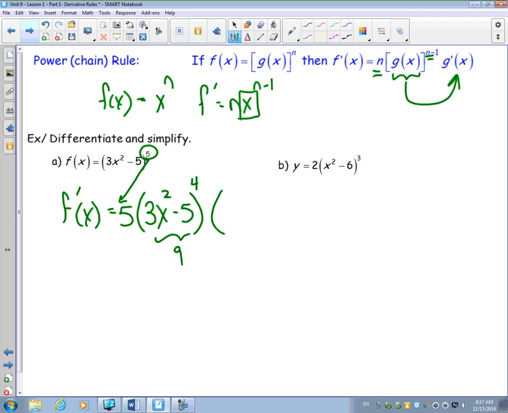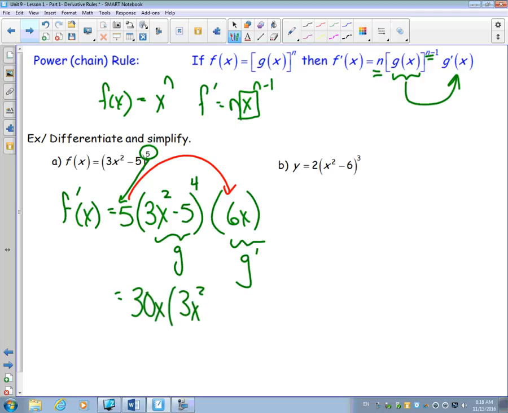So if this is g, and this piece in here is going to be my g prime, which will be 6x. Okay. We simplify it by multiplying these two things together. If I multiply those together, I get 30x out front and 3x squared minus 5 to the 4 inside. That's as far as you go. There's no point expanding the 4 brackets, they are all the same. It's kind of more simple the way it is.